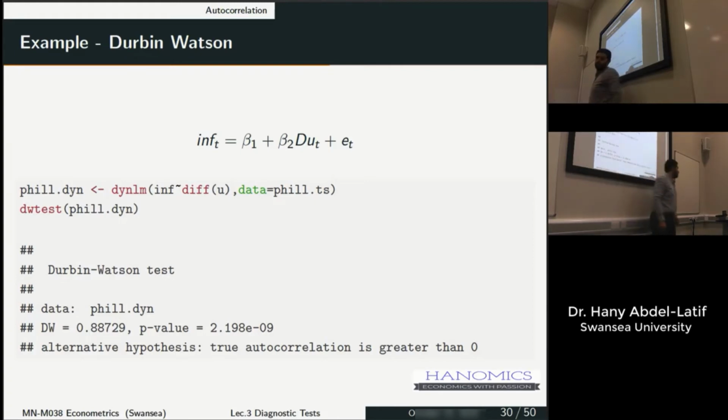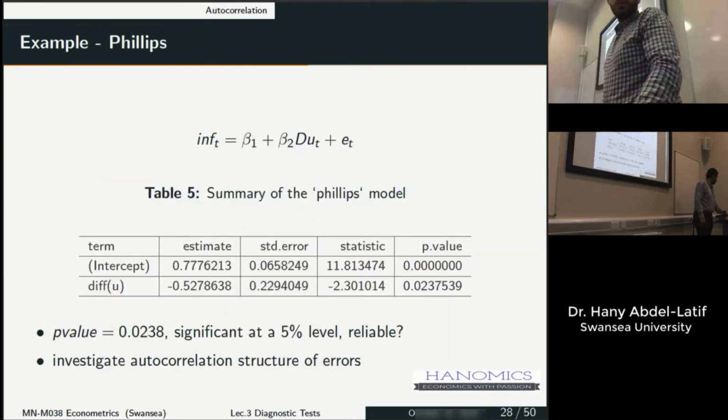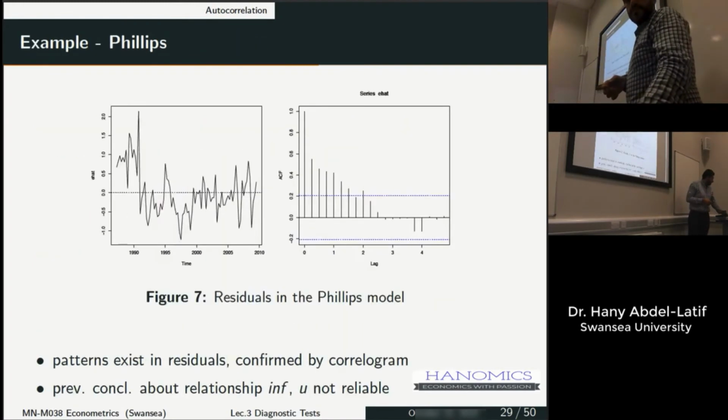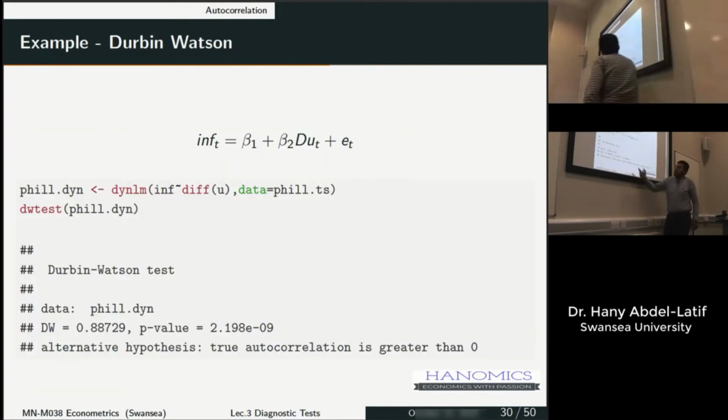But you don't need to look at the table and decide in which region you are, because you could just simply look at the p-value here. The p-value here is very small, nearly 0. So what does that mean? You reject the null hypothesis. A very small p-value means you reject the null hypothesis. What was the null hypothesis?